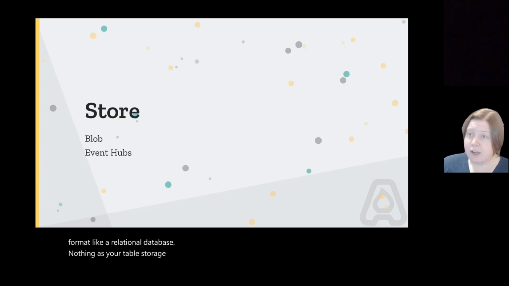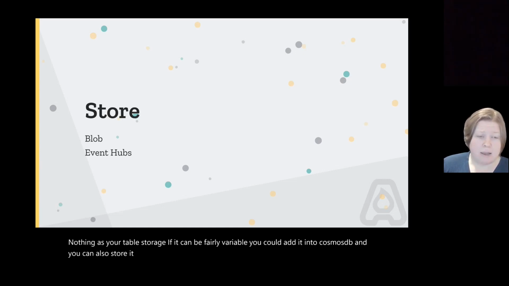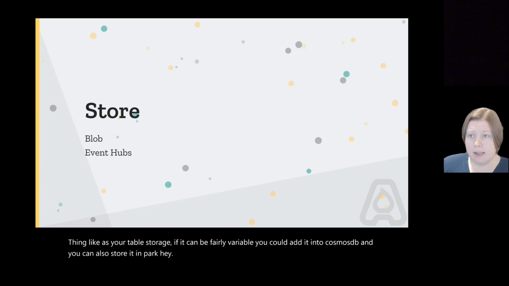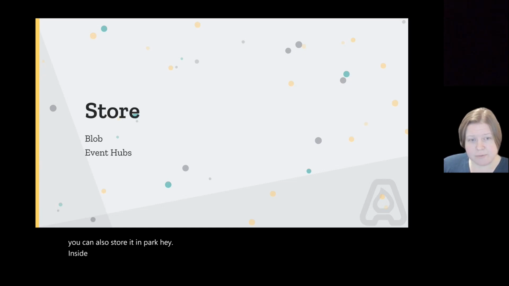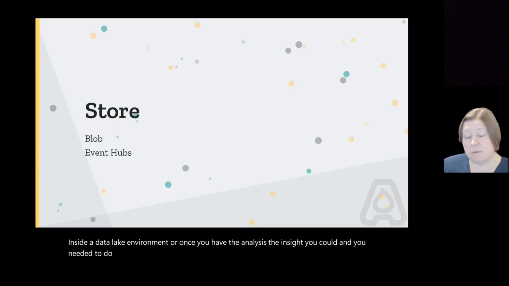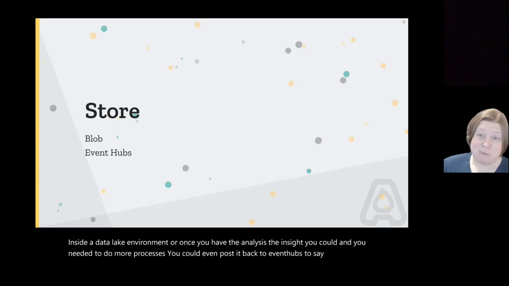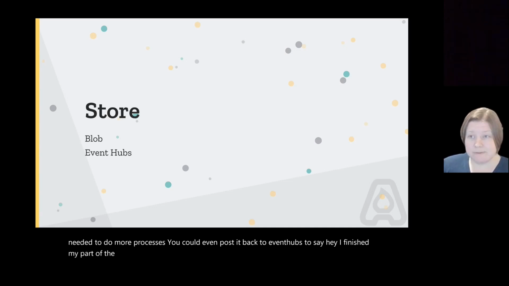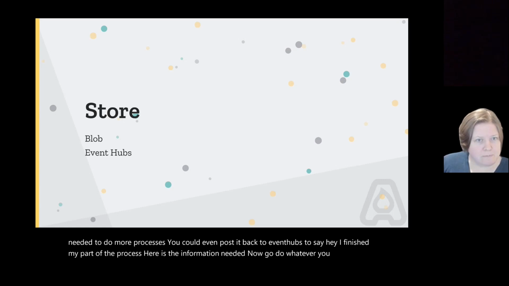If it can be fairly variable, you could add it into Cosmos DB, and you can also store it in Parquet inside a data lake environment. Or once you have the analysis, the insight, and you needed to do more processes, you could even post it back to Event Hubs to say, hey, I finished my part of the process. Here's the information needed. Now go do whatever you want with it.